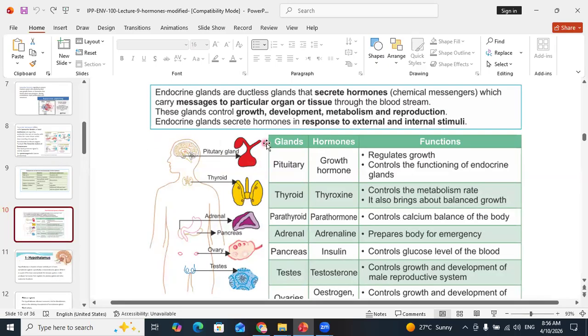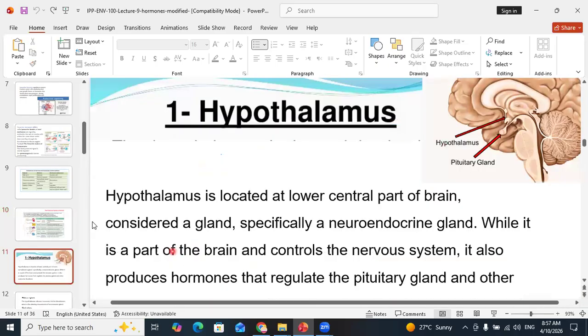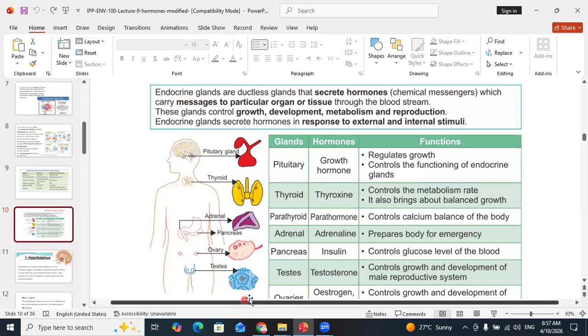For example, the pituitary gland is obviously in the skull, in the brain. Then the thyroid gland is present at the base of the neck. The parathyroid glands are close to it. This yellow one is the thyroid gland, and these darker spots are the parathyroid glands. The adrenal gland is present at the top of the kidney. Behind this stomach, this oval-shaped structure is basically the kidney. At the top of the kidney, the adrenal gland is present. In the lower abdominal region of the female, the ovaries are present, and in the lower abdominal region of the male, testes are present.